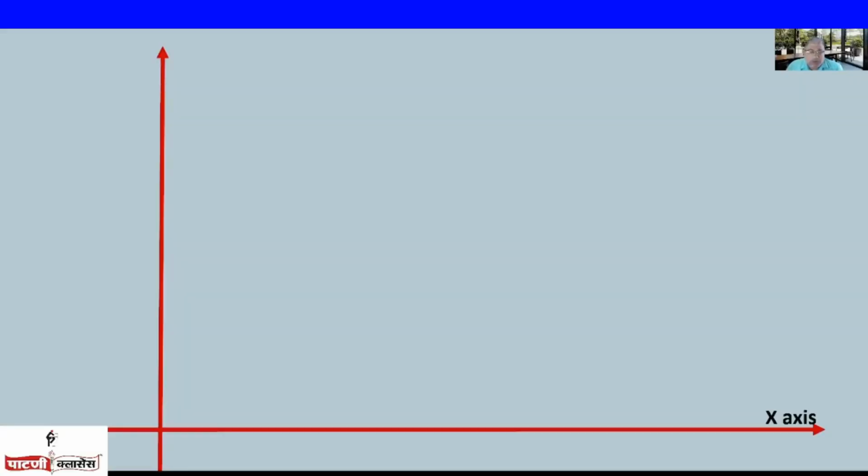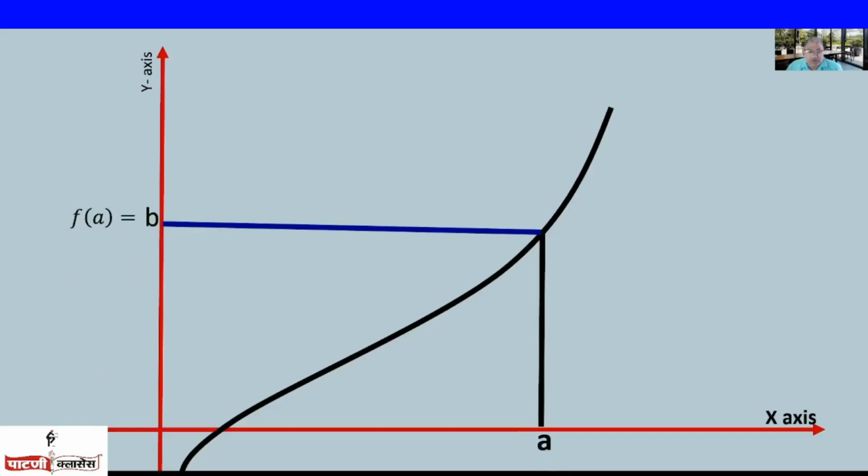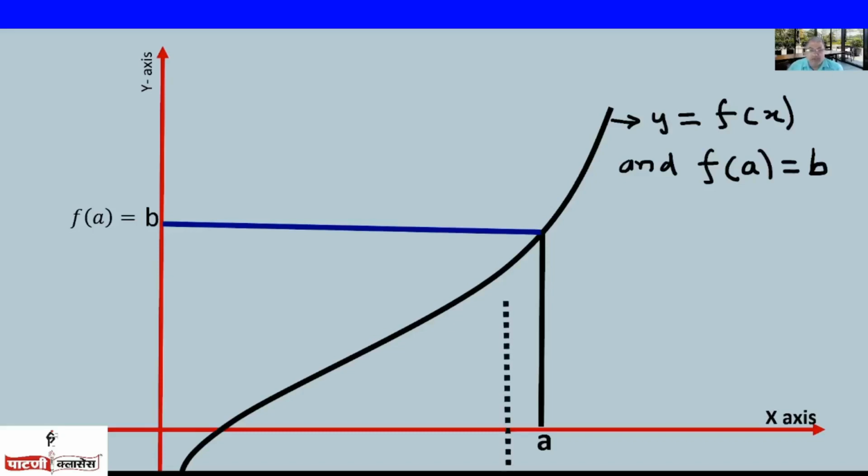Now we'll try to understand this theorem by using the following graph. The graph corresponds to y equals f of x, and we have a point A on the x-axis and point B on the y-axis. We have to talk about continuity of the function at point A, and f of A equals b. B is drawn on the y-axis.